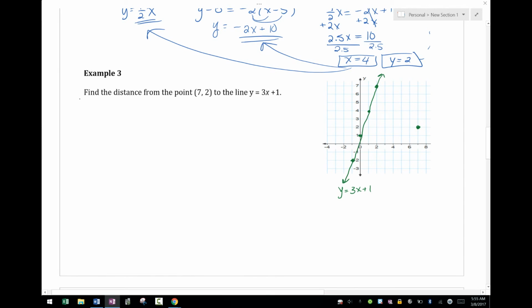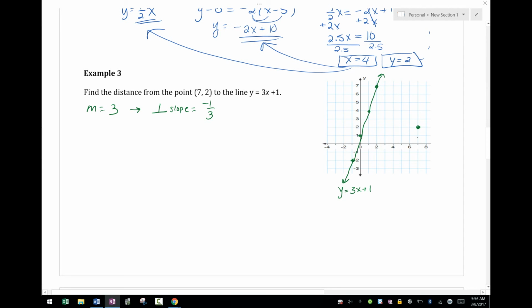Notice this time I didn't scaffold the question. I just said, let's do it, not giving you all the tips and tricks. If you want the distance from a point to a line, you need to draw a perpendicular. So right now the slope we have is 3, which means our perpendicular slope is negative 1/3. Who said that? I did. So my perpendicular slope here should be negative 1/3, and I should be doing it from this point.